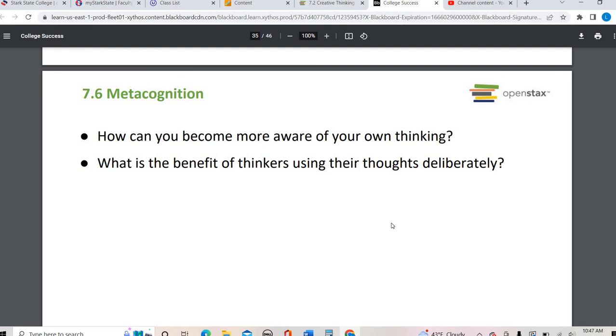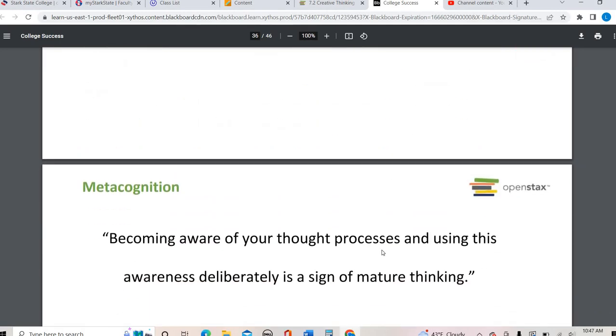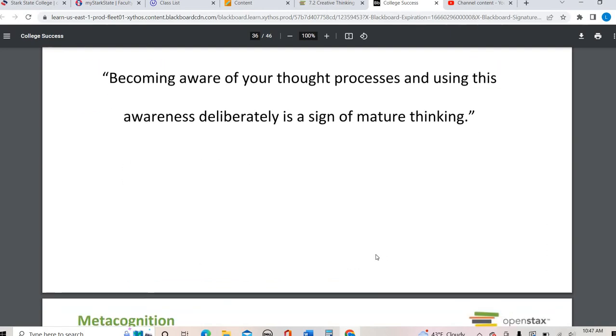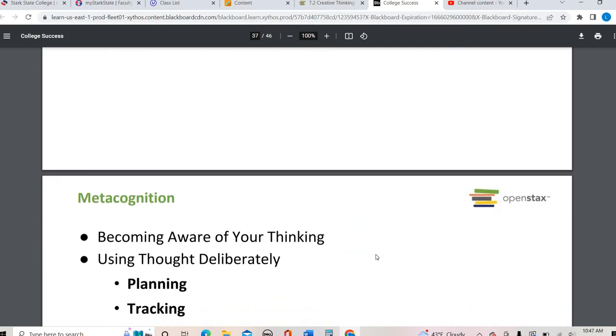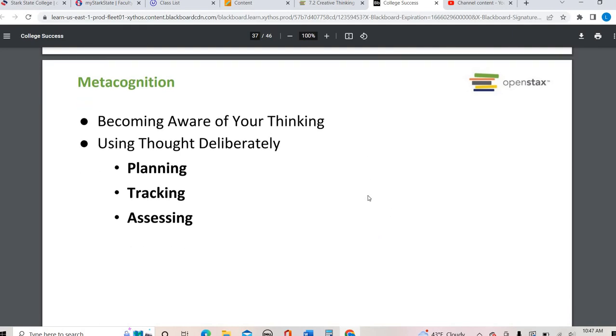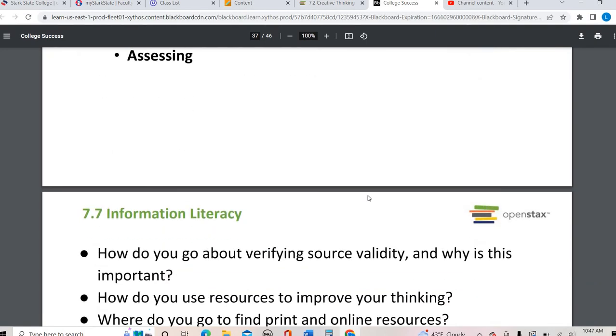So metacognition means, are you aware of how you think, of what works and what doesn't work for you, and making adjustments as needed. Metacognition is really thinking about your own processes and then using that to adjust accordingly. It also means being deliberate with how you plan your activities and strategies, how you track them, and how you then assess and think back on how it went.